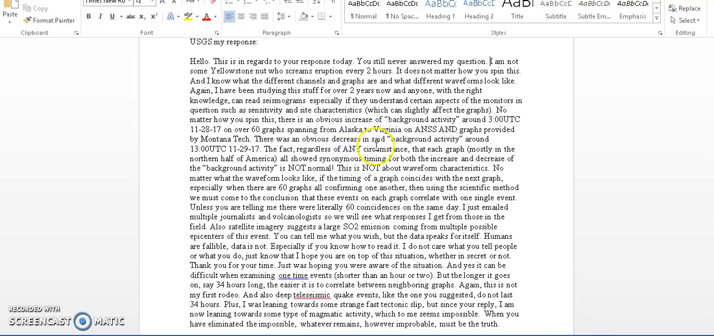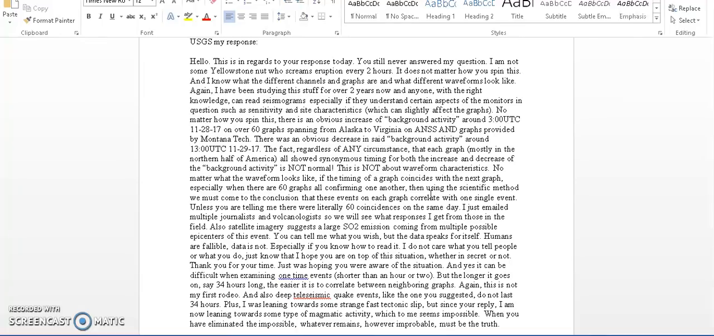The fact, regardless of any circumstance, that each graph, mostly in the northern half of America, all showed synonymous timing for both the increase and decrease of the quote unquote background activity is not normal. This is not about waveform characteristics, no matter what the waveform looked like. If the timing of the graph coincides with the next graph, especially when there are 60 graphs all confirming one another, then using the scientific method, which apparently I thought scientists are supposed to use, we must come to the conclusion that these events on each graph correlate with one single event.